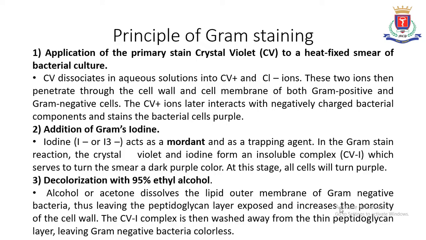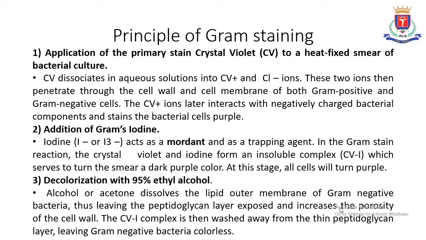Now, what is the principle involved in gram staining technique? Application of primary stain crystal violet to a heat fixed smear of bacterial culture. So the crystal violet, that is CV, dissociates in aqueous solution into CV+ and chloride ions. These two ions then penetrate through the cell wall and cell membrane of both gram positive and gram negative bacteria. The CV+ ions later interact with negatively charged bacterial components and stain the bacterial cells purple.